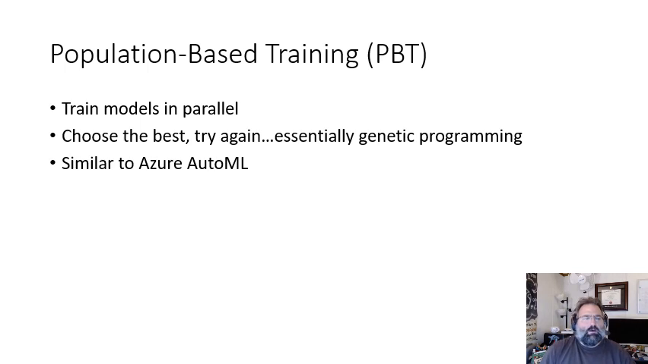Population-based training, that's where you basically train models in parallel. You figure out which one of them does the best, and you keep fiddling with the various attributes and such until you get something that does pretty well. A commercial offering, Azure AutoML, does some of this stuff, but not exactly that. What Azure ML does is a similar sort of process.